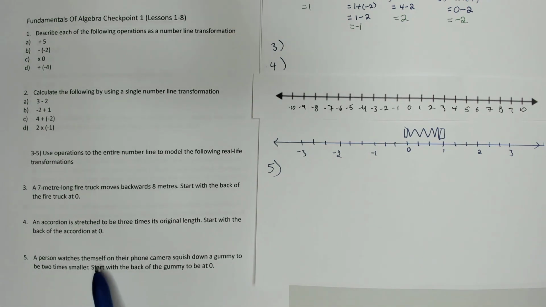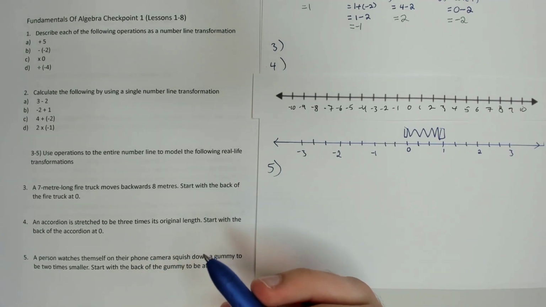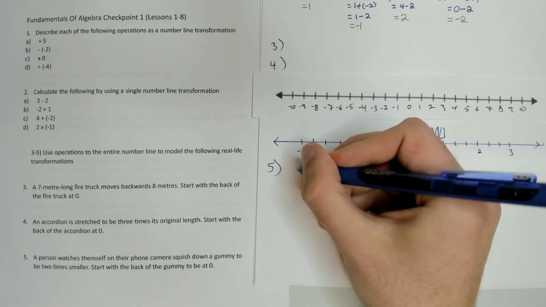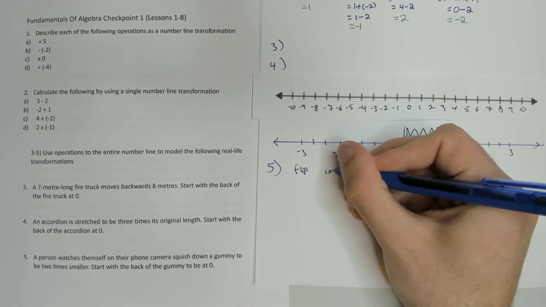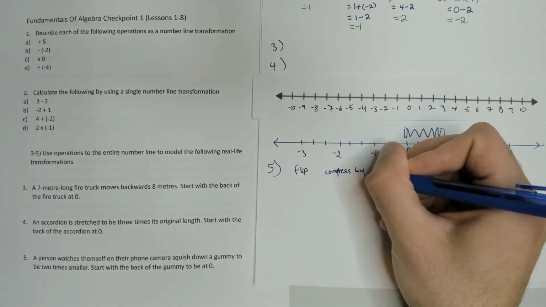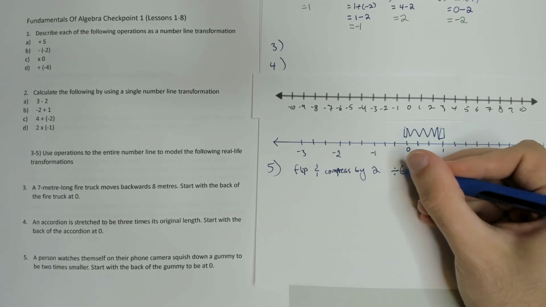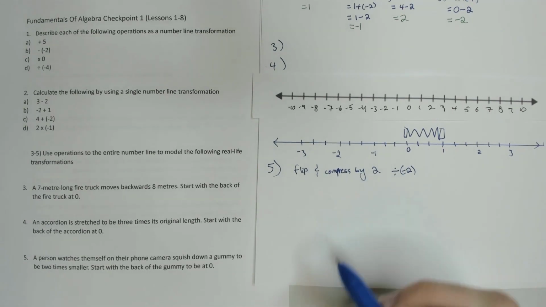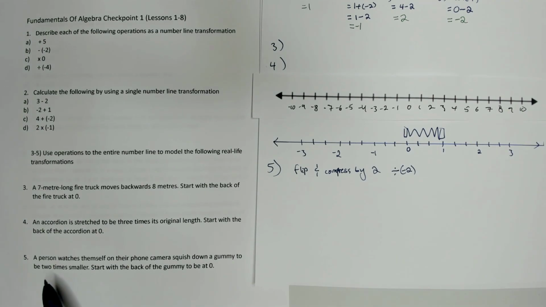And we also have this added part of watching themselves on the phone camera. So a phone camera is basically like a mirror, right? And what that is going to do is it's going to reflect the image, right? So that's going to correspond to applying a flip, right? And squishing down the gummy to be 2 times smaller, that's corresponding to dividing by 2, right? So if we have a flip and we compress by 2, what operation is this? Well, this is dividing by -2, right? Dividing by 2, that's the compressing, and the negative portion is the flip, right? It's the double action.